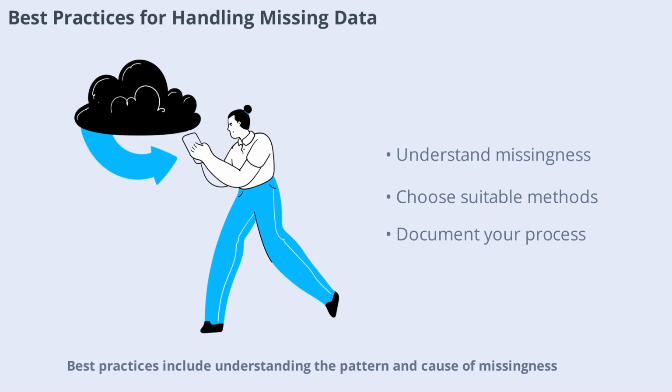Best practices include understanding the pattern and cause of missingness, choosing appropriate methods, and documenting your process. Always consider the impact of your choices on the validity and reliability of your results. By following best practices, you can minimize bias and make the most of your data.